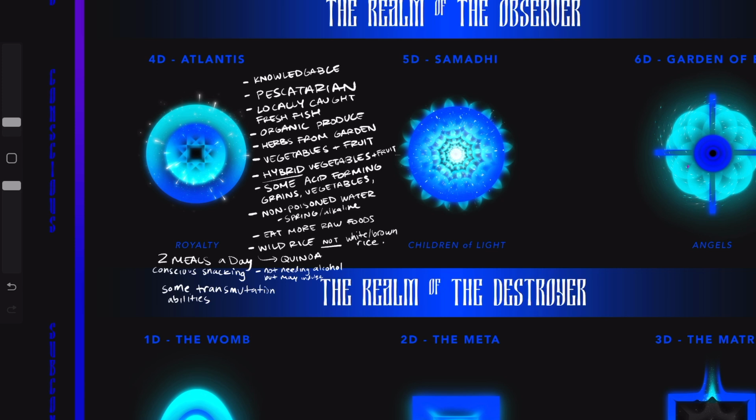In the 4D, we're eating 2 meals a day. When you're eating such good food, such nourishing food that has all of the minerals and all of the fiber and all of the vitamins that you need, you actually get less hungry, right? So 2 meals a day plus conscious snacking. Okay, so what does conscious snacking mean?